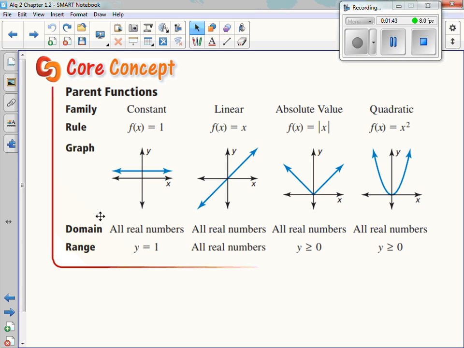Now for most transformations, the range is never going to change from all real numbers, but for these two here, the only way the range will change is if it's moved up or down with a vertical translation, or if there is a reflection. And our last type is a quadratic. A quadratic has a range where y is greater than or equal to 0, and all real numbers for the domain.